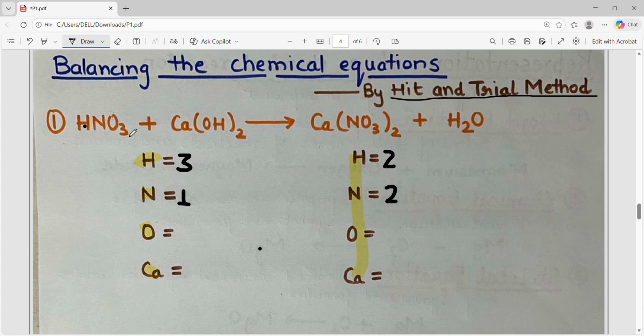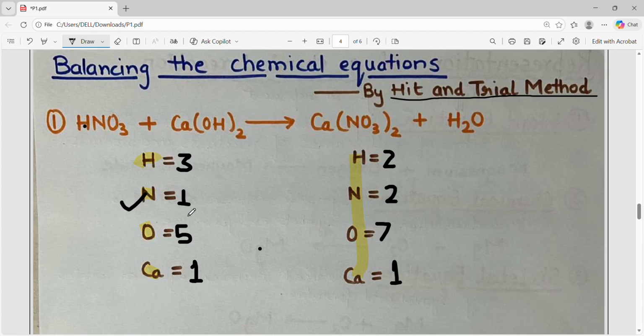3 oxygen here and 2 oxygen here, so we have 5 oxygens on the reactant side, and on the product side 3 times 2 is 6, plus 1 is 7 oxygens. Calcium is single, so we write single calcium, and on this side also calcium is single. As you can see, we have noted down the total number of atoms of each type. Now we will start with the easy one, so I'm going to start with nitrogen.